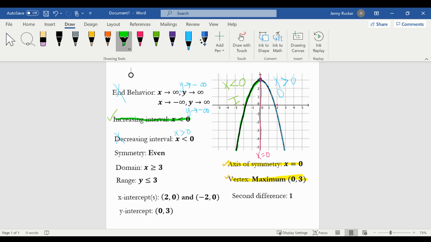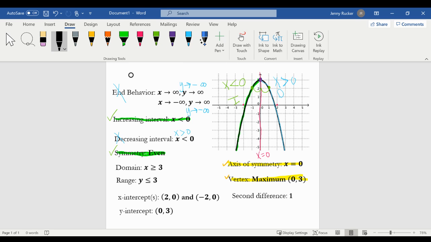This parabola does have even symmetry because it is symmetric about the y-axis. So I could take this point right here at (-1, 2), reflect it over the y-axis, and it maps to (1, 2), which is on the parabola. So this does have even symmetry because it is symmetric about the y-axis. We also can see that its vertex lies on the y-axis.